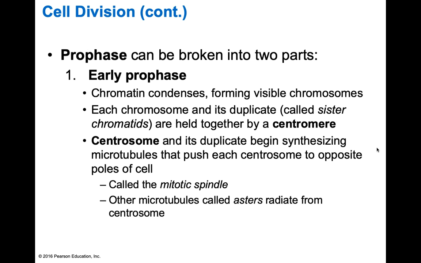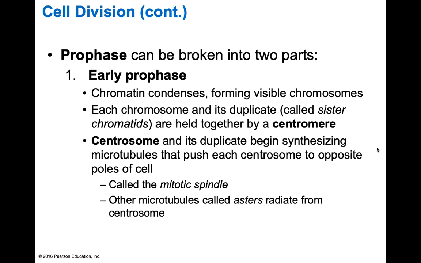Prophase is the very first one. Okay, so this is when we have chromatin condensing. We're going to form visible chromosomes, so everything is packed super, super tightly together. Each chromosome and its duplicate are held together by a centromere. The centromere is going to be important for our spindle fibers to attach to.